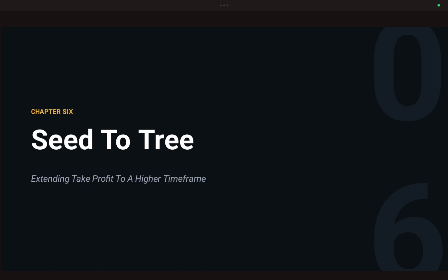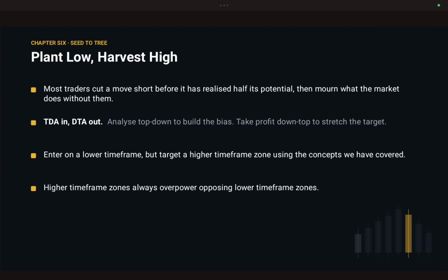This chapter is to tell us how to make the most of our trades by extending take profit to a higher time frame. It's called the seed to tree. Now, what is a seed to tree? You plant a seed and wait for it to mature into a tree before you harvest. So you plant low and you harvest high.